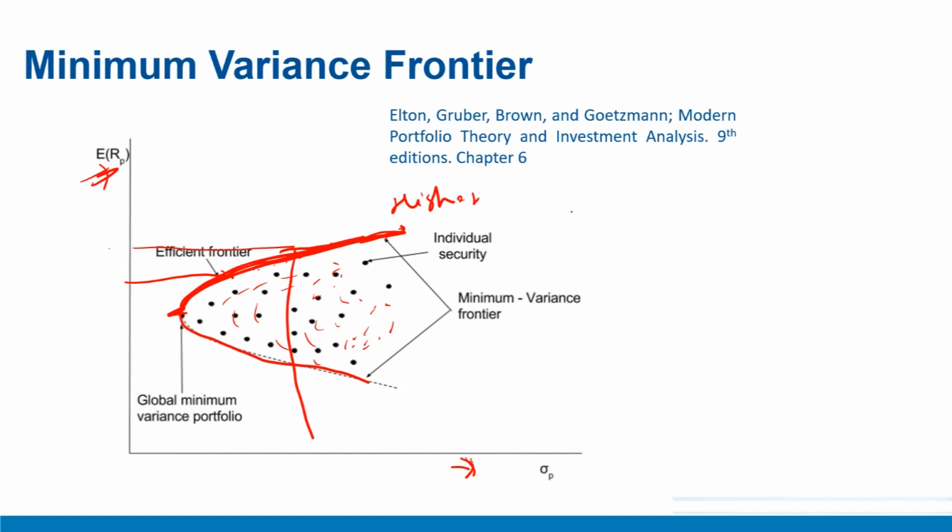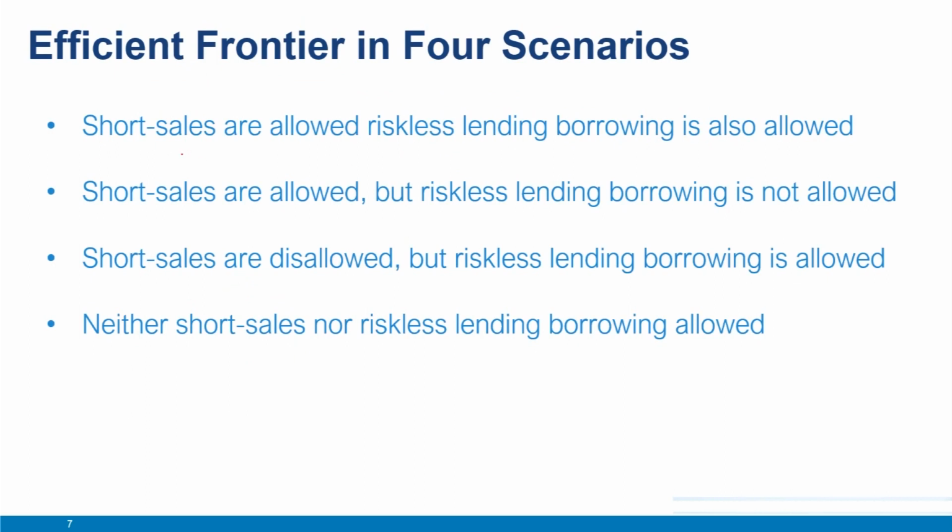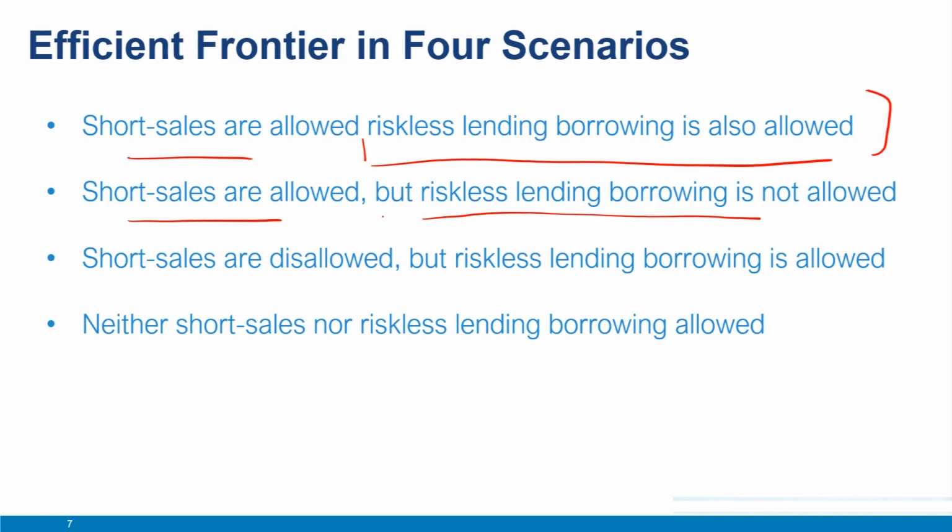As a part of this routine, we'll not discuss all the cases. We'll keep ourselves fixated on some of the important cases. We start with an extreme case where short sales are allowed and riskless lending and borrowing is also allowed, which is an extremely theoretical case, not a very true depiction of real markets. Then we'll move one step where short sales are allowed but riskless lending and borrowing is not allowed. The third case is where short sales are disallowed but riskless lending and borrowing is allowed. And lastly, we move to another extreme case where neither short selling nor riskless lending and borrowing is allowed.